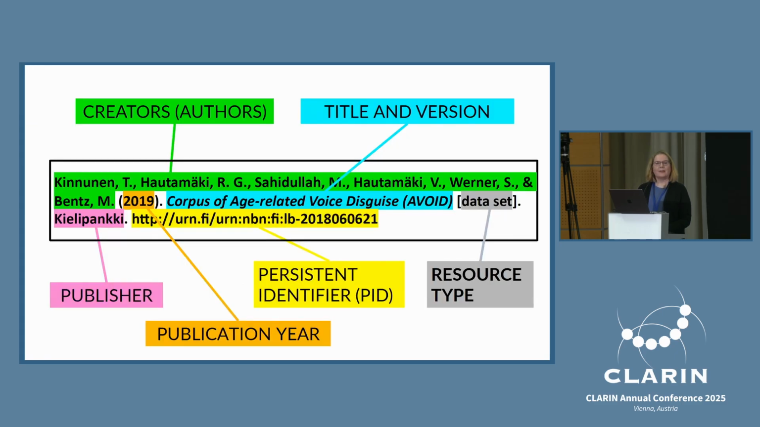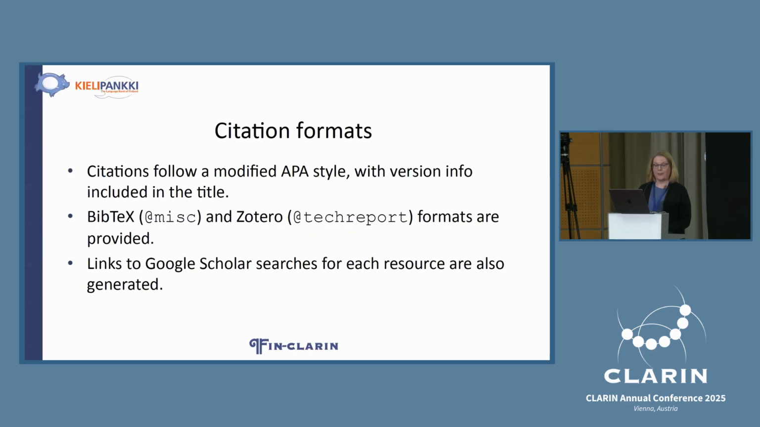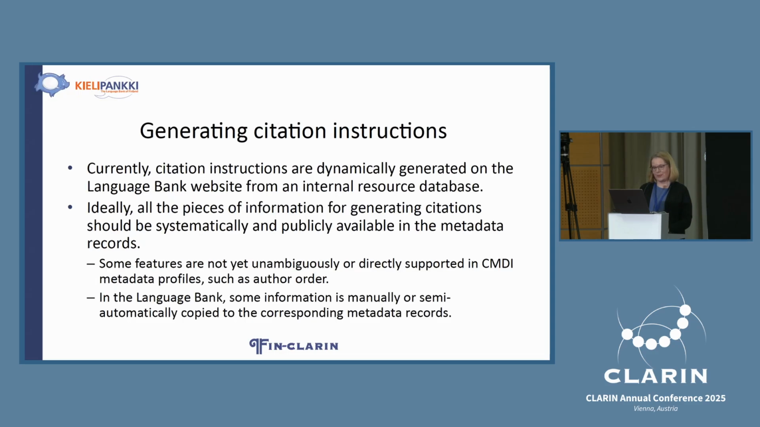So here's the citation instruction again, and there was also the resource type, which I didn't discuss in detail, but that's always a data set for the corpora in the language bank. And the citations follow an APA style, and the version info is in the title, so this is just information about generating the actual instruction. And we also decided to add a link to the Google Scholar search with that particular persistent identifier and with the resource title, so you can at least try to locate some citations of that resource.